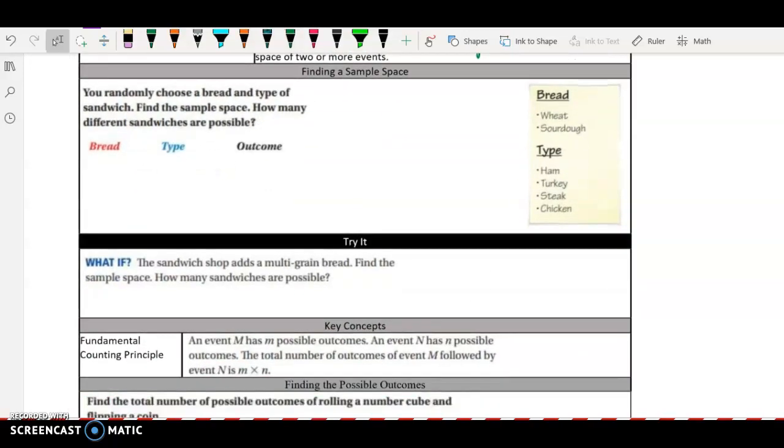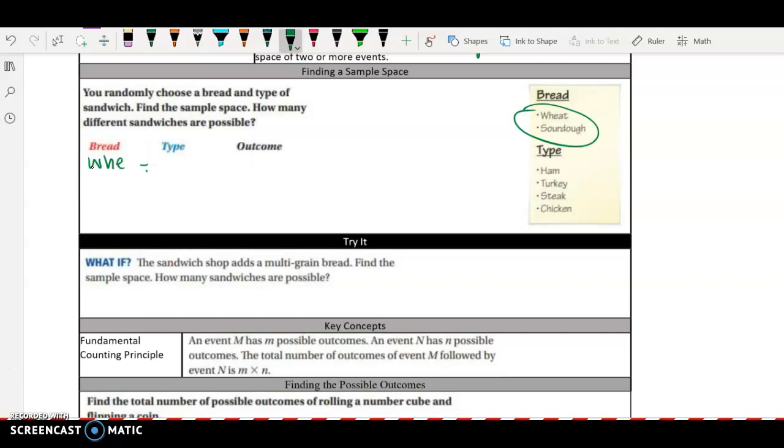So you randomly choose a bread and a type of sandwich. Find the sample space and how many different sandwiches are possible. What we want to do is make a tree diagram. First we're going to take our bread, and over here you can see we have wheat or we have sourdough.